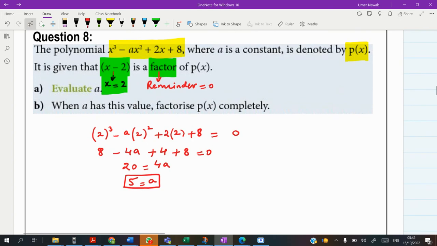B part, can I plug this value of a to factorize my polynomial completely? So x cubed minus 5x squared plus 2x plus 8 can be written as, and we saw that x minus 2 is a factor. So we want to find the quotient, the second factor. The remainder is already 0. To find this quotient, we may proceed to long division now.